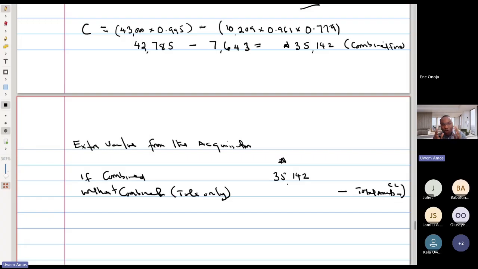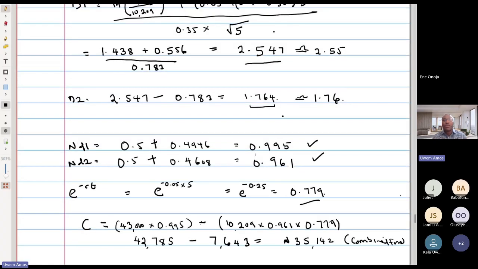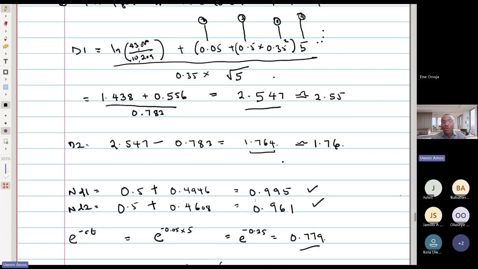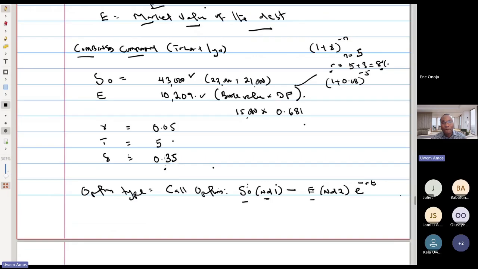Now, without combination, what will be the total value? What will be the value of Tola, so that we know what the difference is, so that when they are going out to price Iya, they can have an idea of what value Iya is bringing to the table, and then they'll determine how much they are willing to pay for Iya. So let's look at what happens before the acquisition, without the acquisition.